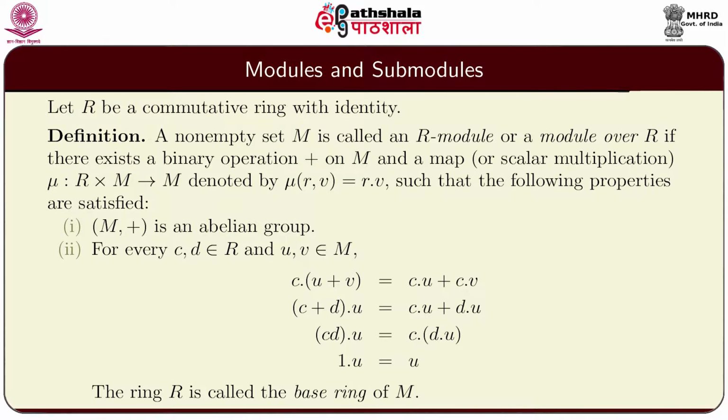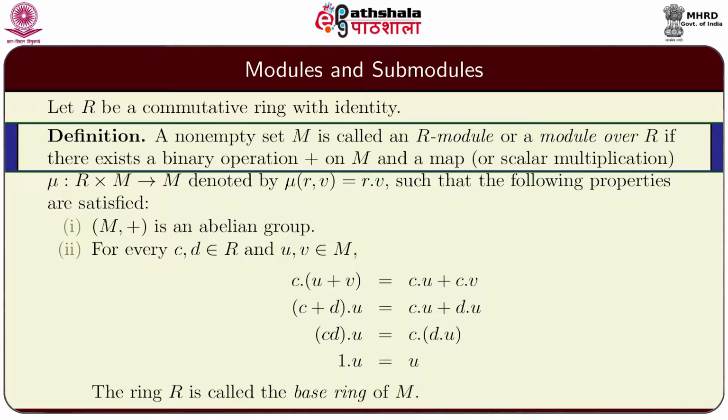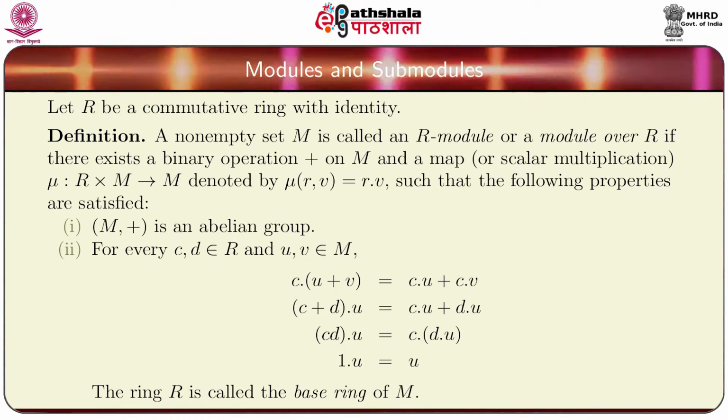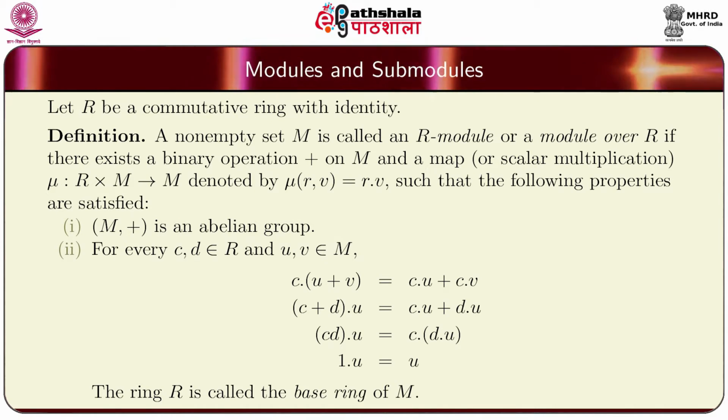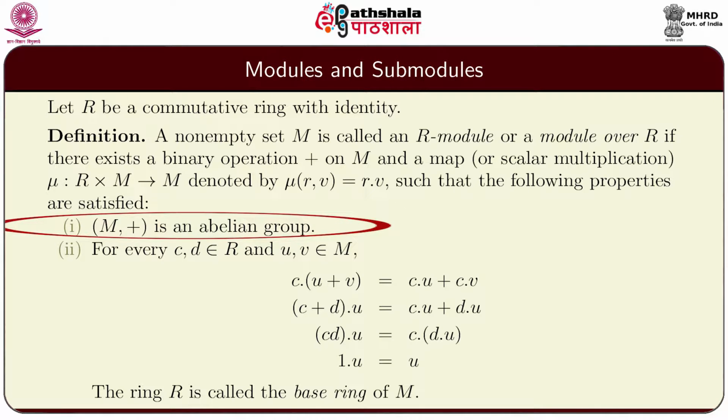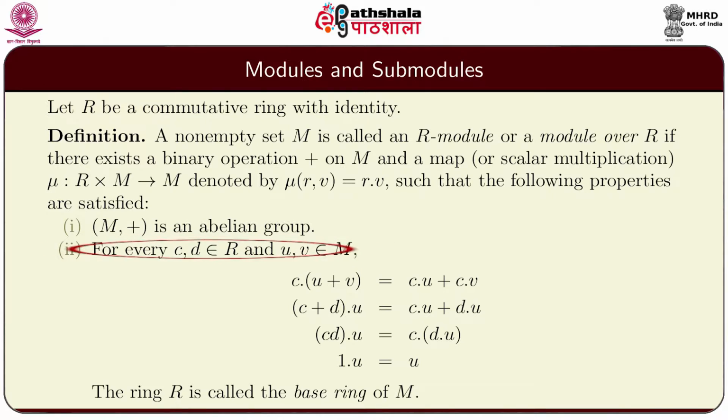Let R be a commutative ring with identity. A non-empty set M is called an R module or a module over R if there exists a binary operation plus on M and a map or scalar multiplication mu from R cross M to M, which we denote by mu of (r, v) equal to r dot v, such that the following properties are satisfied. 1. M with respect to plus is an abelian group. 2. For every c, d in R and u, v in M, c dot (u plus v) is equal to c dot u plus c dot v; (c plus d) dot u is c dot u plus d dot u; (cd) dot u is c dot (d dot u), and 1 dot u is equal to u. And the ring R is called the base ring of the module M.